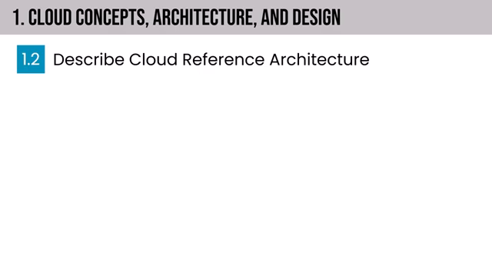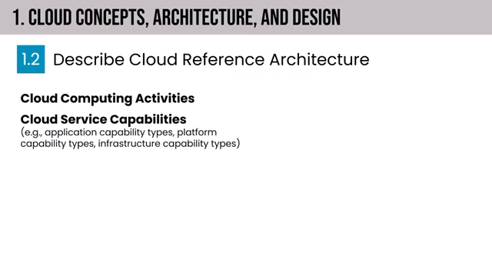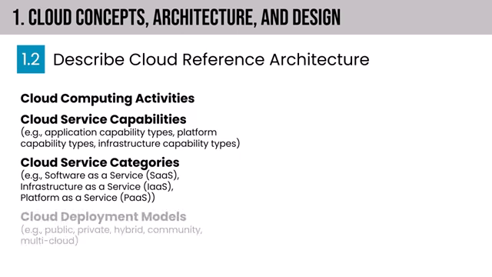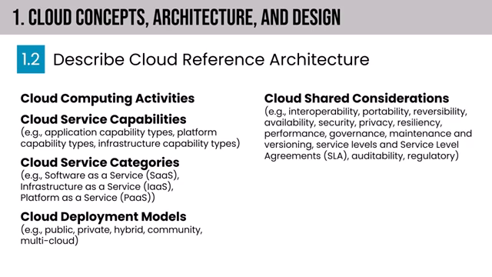So here we'll touch on cloud computing activities, cloud service capabilities, cloud service categories. This is where we touch on IaaS, PaaS, and SaaS. We'll talk about cloud deployment models, including public, private, hybrid, community, and multi-cloud. We'll talk about the shared considerations of cloud.